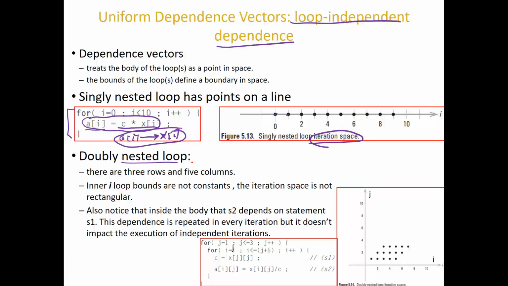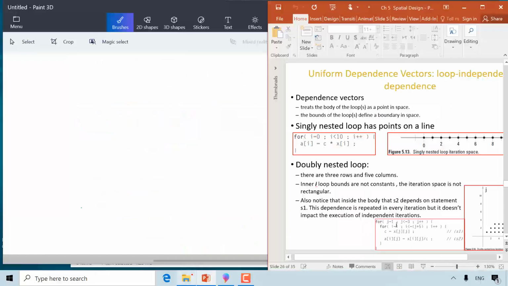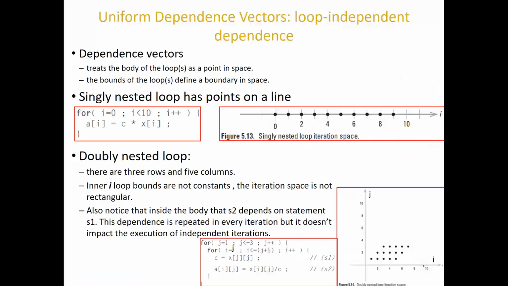If you have doubly nested loops, in this case again, what we are trying to do here, we have an array x[i][j], array X and array A. And we're doing some simple math manipulation here, but notice it is limited within the inner loop here.